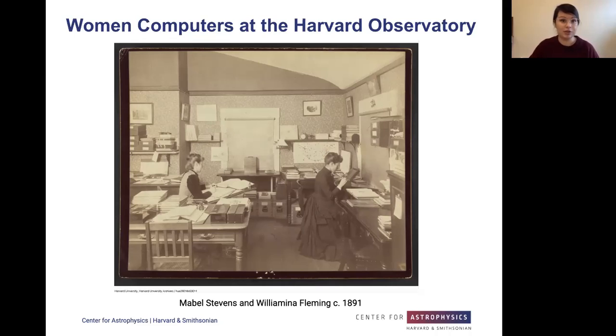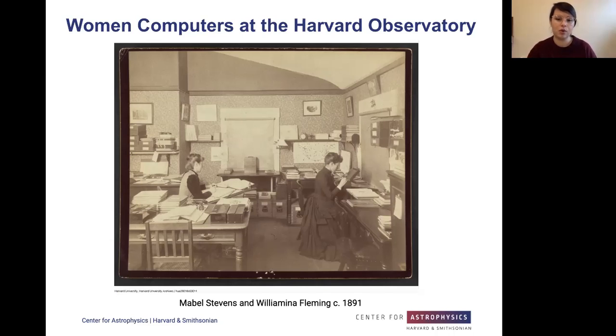Just to give you a little example of what this type of work looked like, in this photograph from 1891, on the left, we have Mabel Stevens, and those notebooks she's working on might look a little familiar to you. She's doing some calculations based off of glass plates. And on the right, you have Wilhelmina Fleming. And she is actually looking at a glass plate. It's hard to see in this photograph, but she has a magnifying glass up.